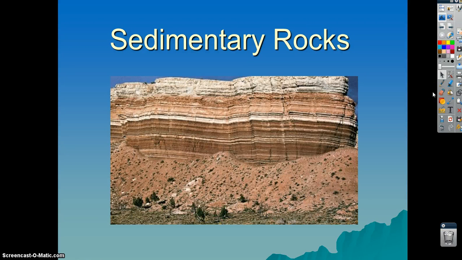Hi guys, tonight we're going to talk about sedimentary rocks. It also goes with chapter 4 in your textbook if you want additional information.